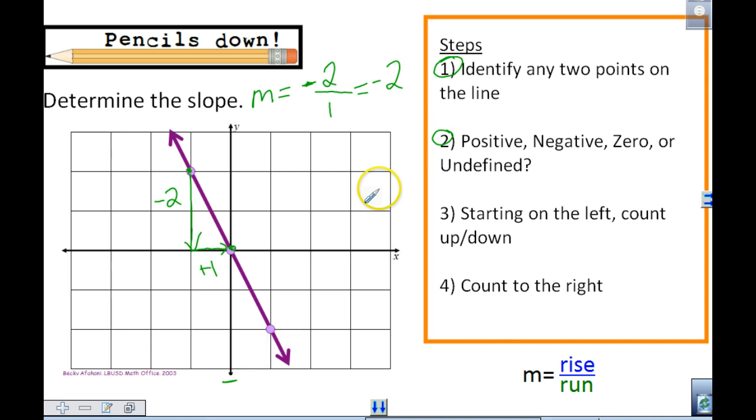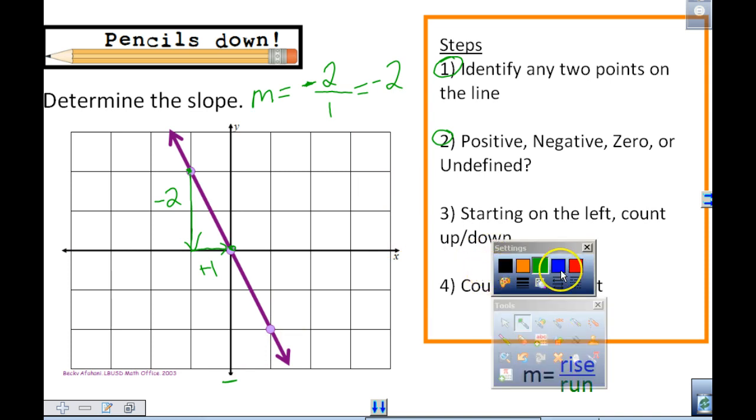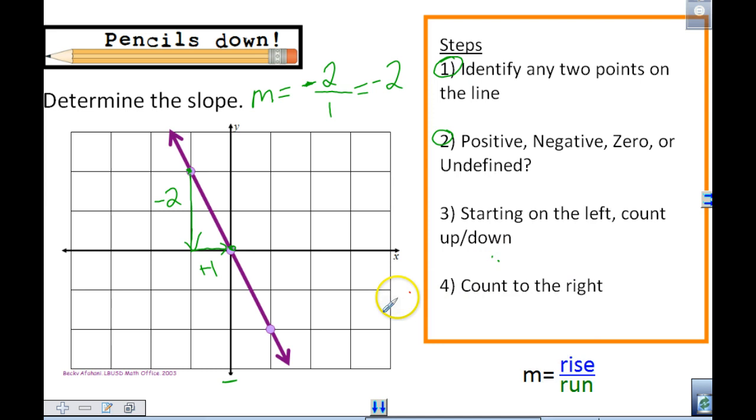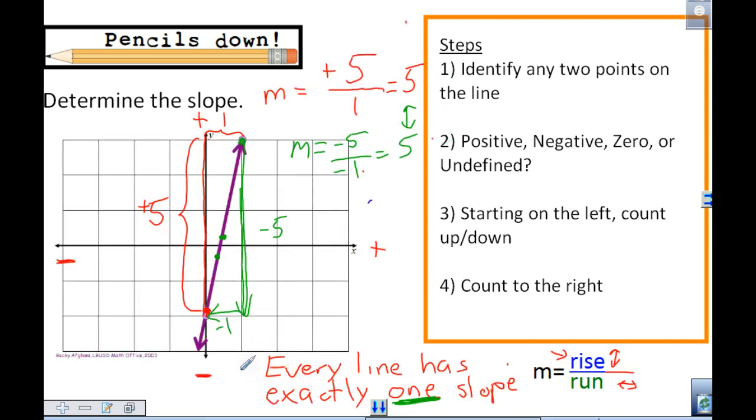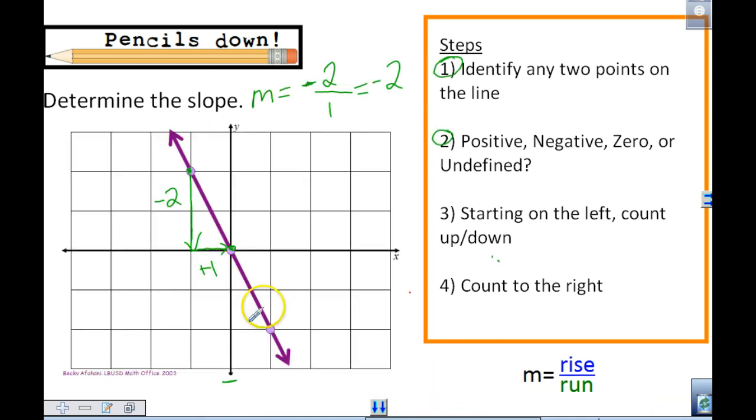What if I pick some other points? Will the slope be different? If you're saying yeah, that means you probably didn't write this down right here. Every line has exactly how many slopes? 1. So will it be different? No. If I got a slope of negative 2, that's the slope of the line, no matter what.